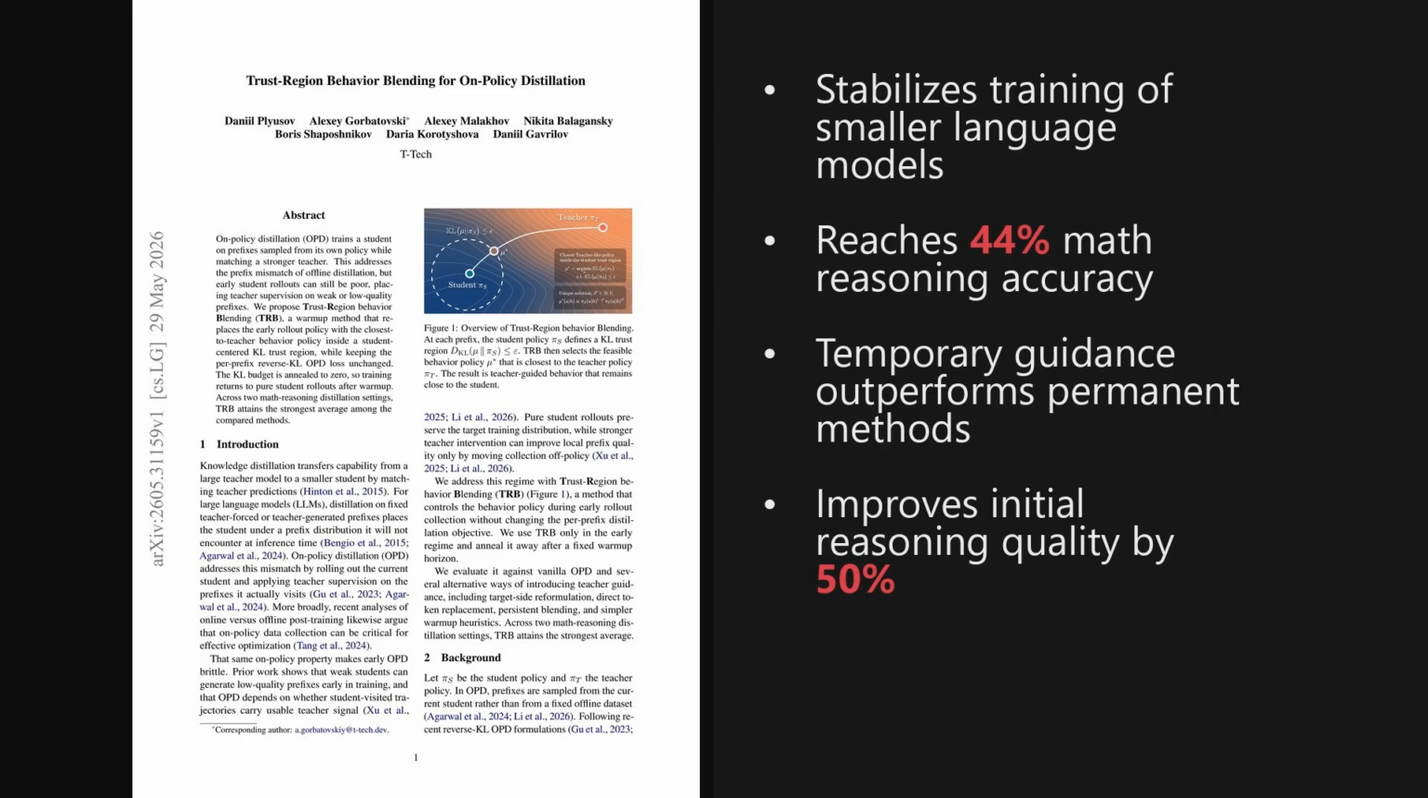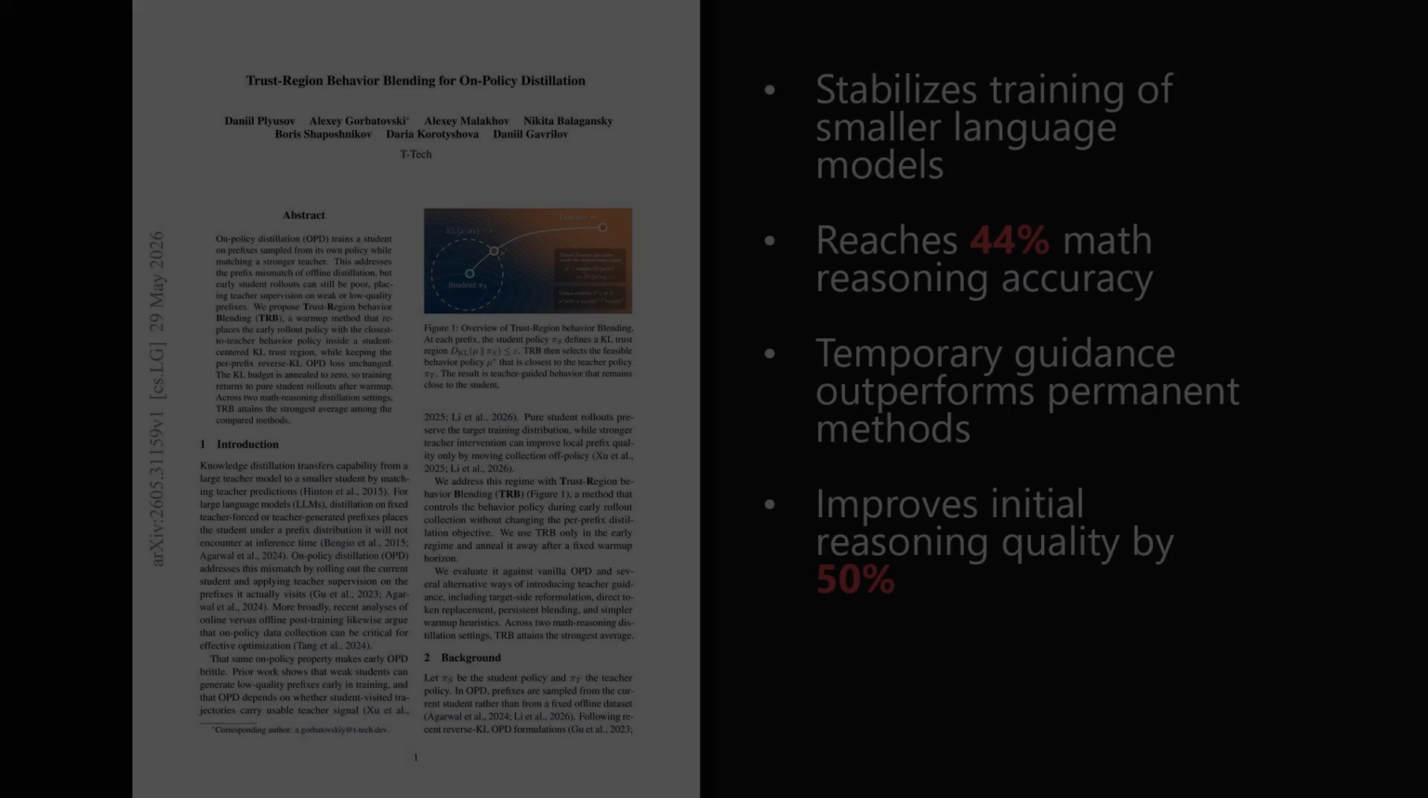This paper is titled, Trust Region Behavior Blending for On-Policy Distillation. By restricting early teacher guidance to a local student trust region, which acts as a safe mathematical boundary that keeps the learning process stable, this method achieves a 44% average success rate on mathematical reasoning. As we will see, the way this approach smoothly fades out its intervention to return to pure student training is the key to its success.